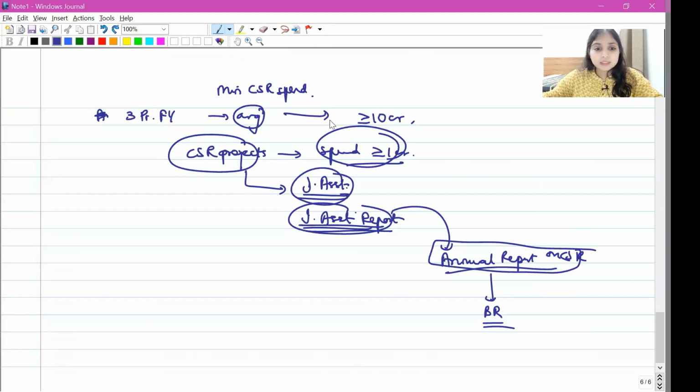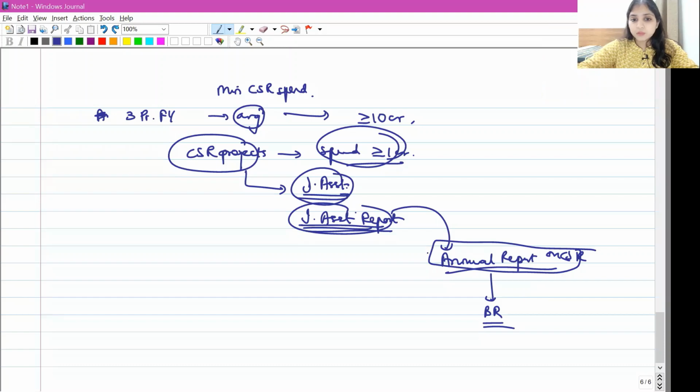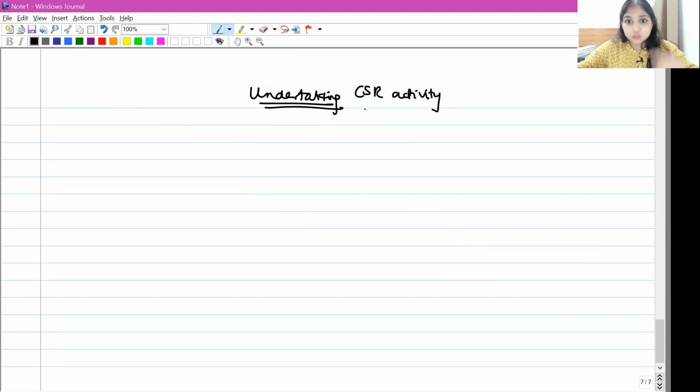Let me explain this concept to you over here. See, we're learning about undertaking CSR activity. We are going to give the company 4 choices. Company, CSR provisions are applicable to you. You have to spend money on CSR. You have to do CSR activities. Company, you can either do CSR activities on your own, by itself.